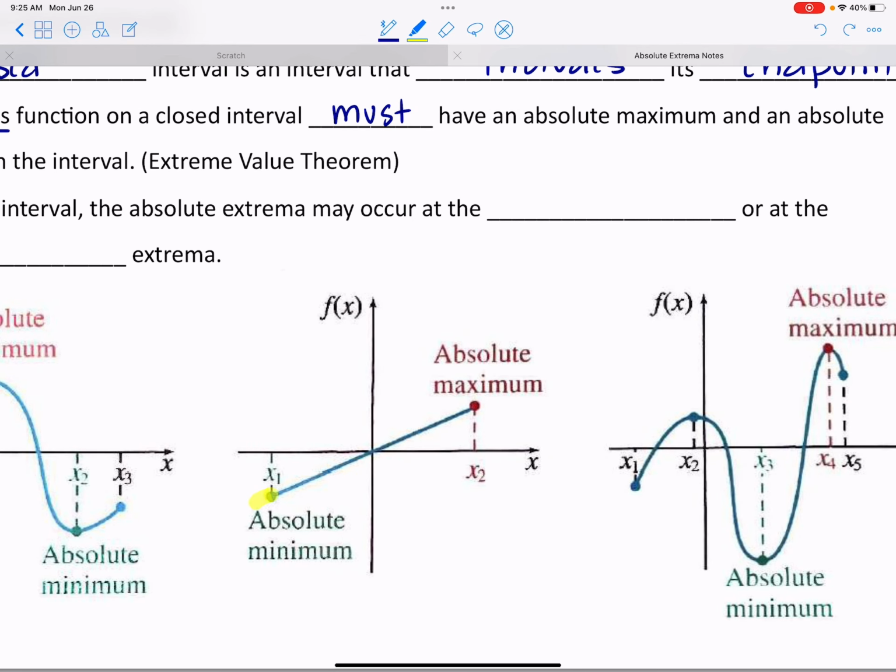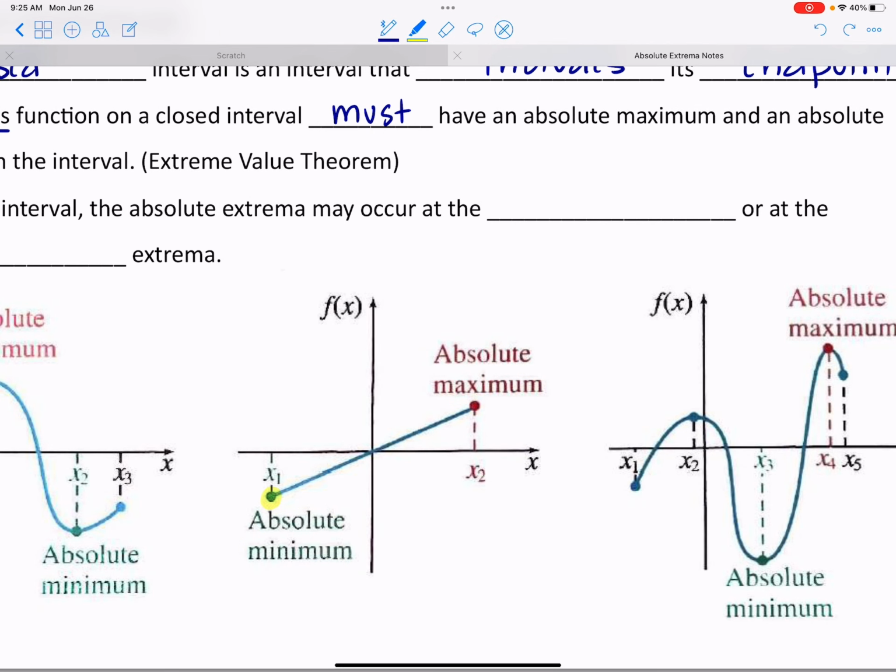And we have a linear portion here, so since there are no turning points, the absolute max and min happen to be at the endpoints. Again, different from what we saw before because these endpoints are now included in the interval. This is absolutely the lowest point, this is absolutely the highest point on that interval.